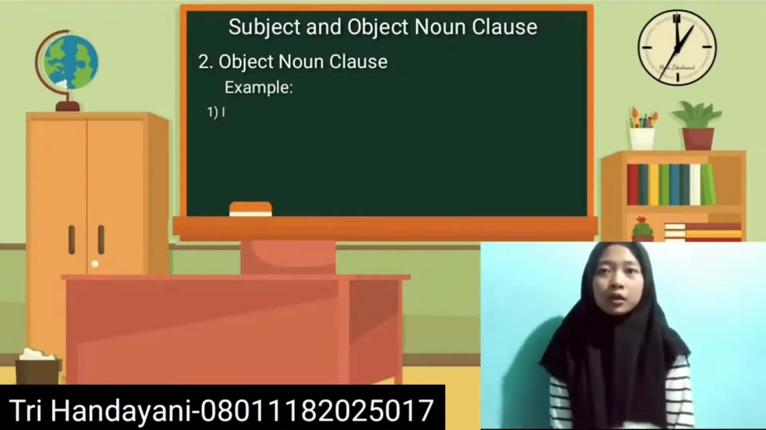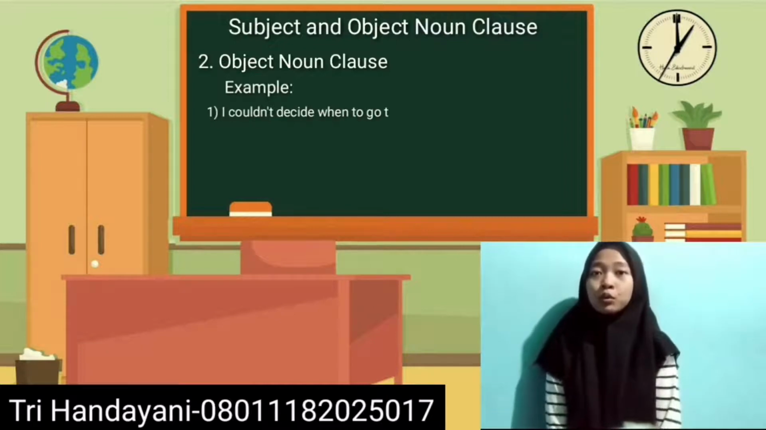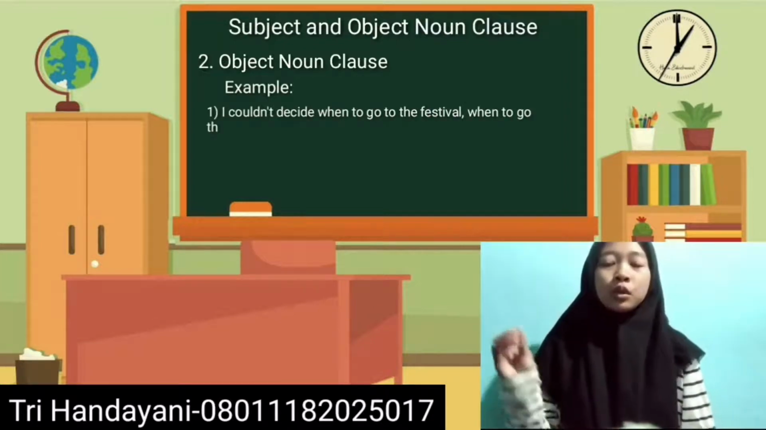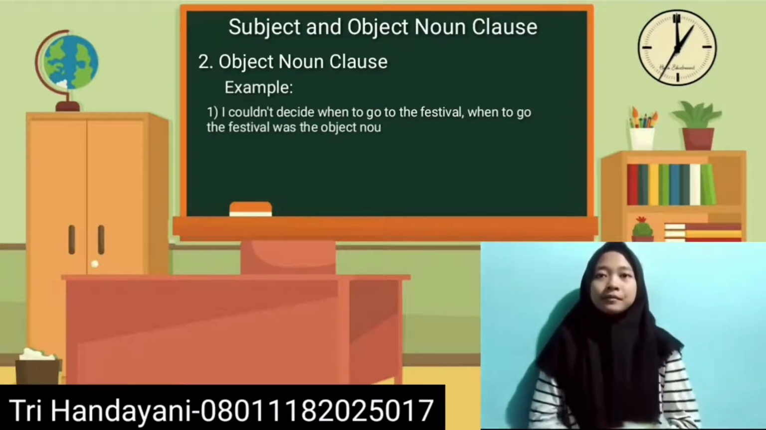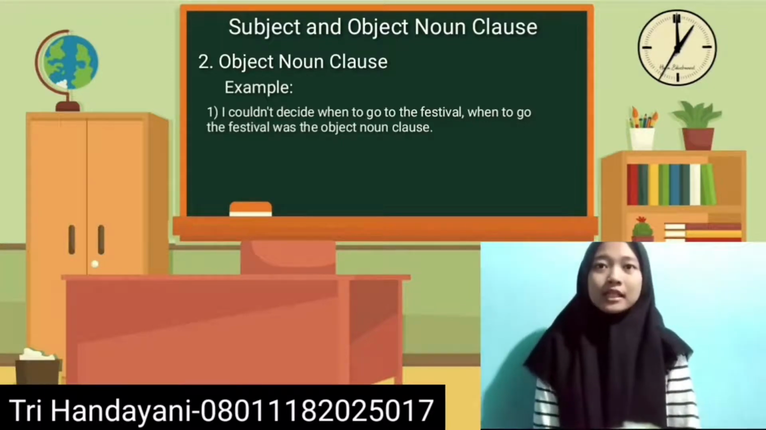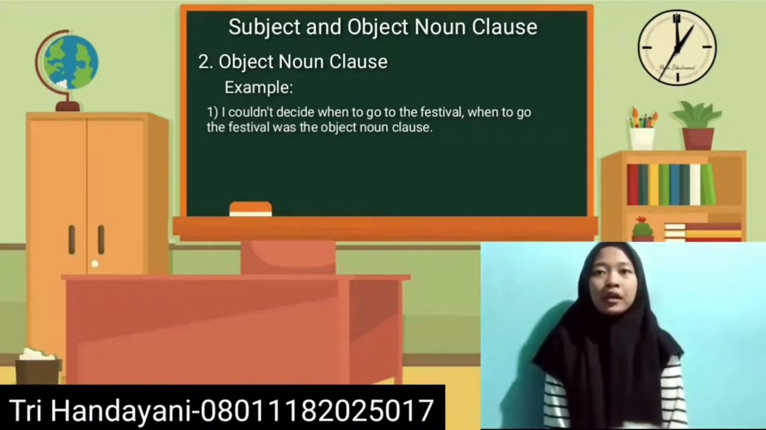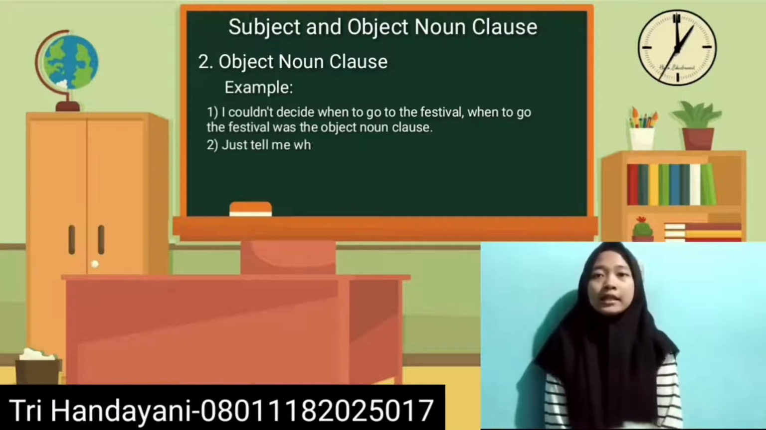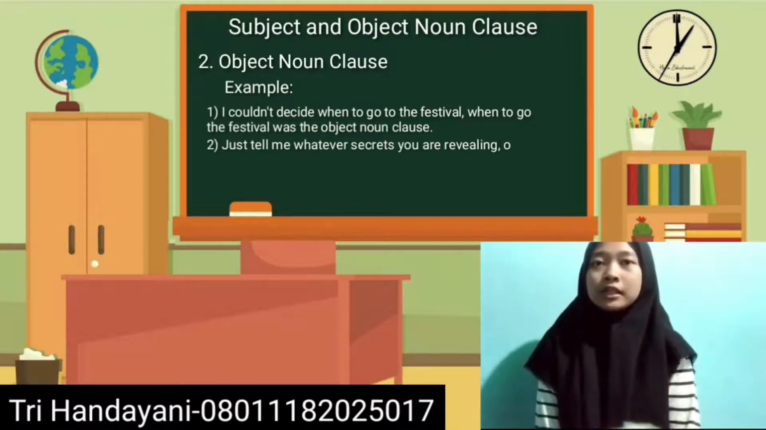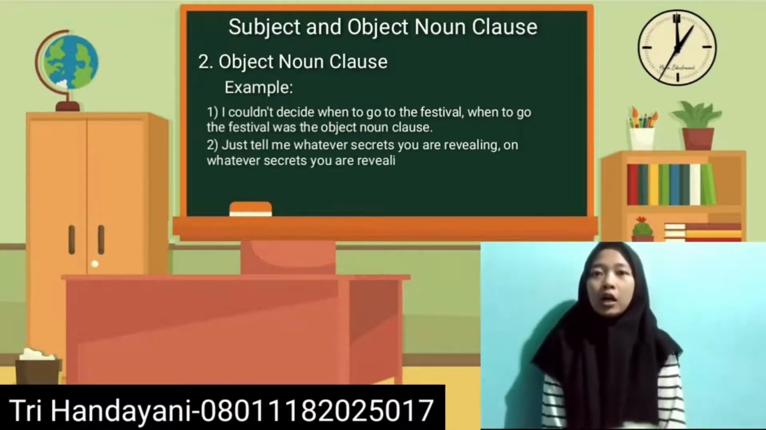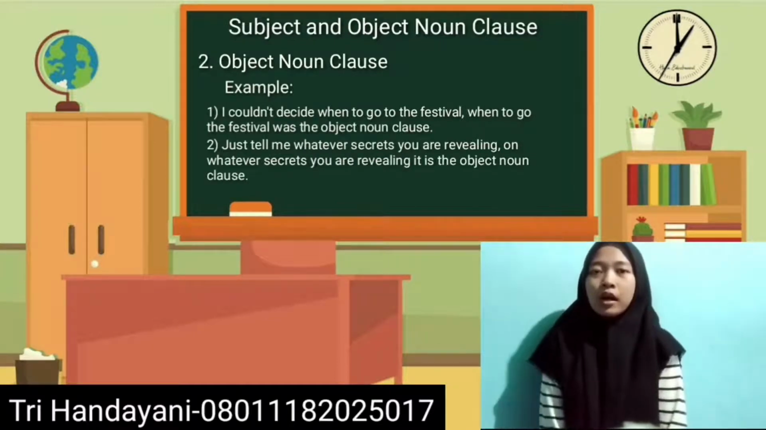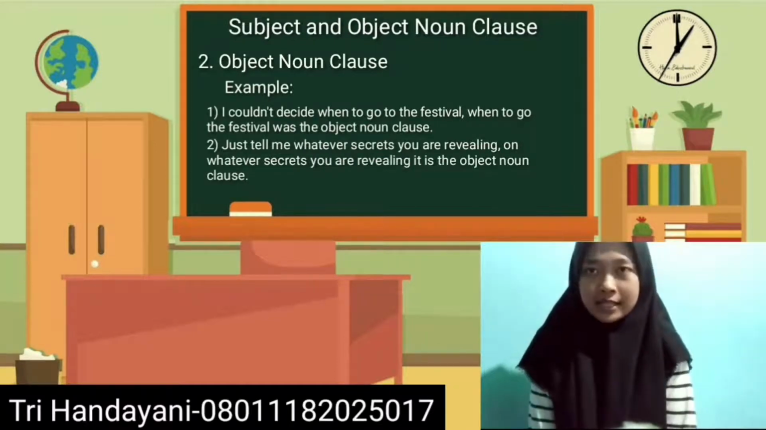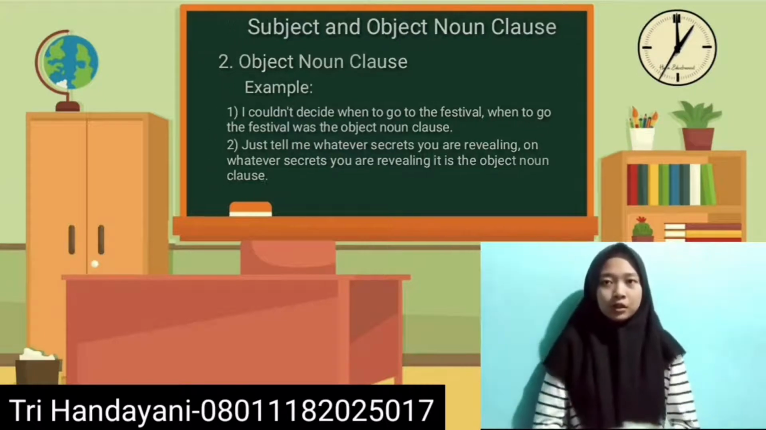Example, I could decide when to go to festival. When to go to festival is the object noun clause. Two, just tell me whatever street you are referring to. Whatever street you are referring to is the object noun clause.